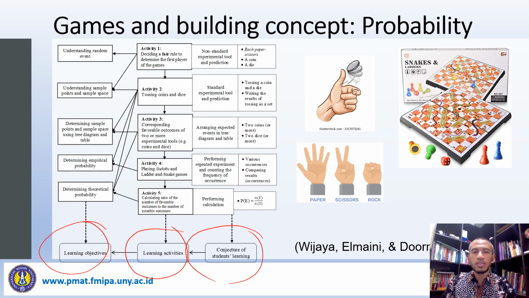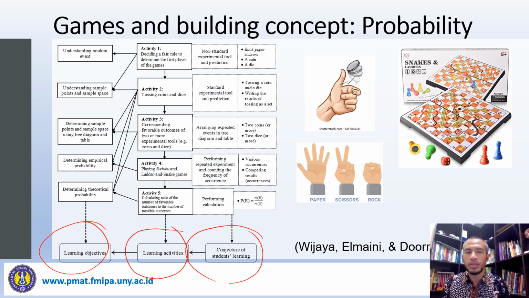The first activity is about deciding a fair rule to determine the first player of the game. So, who will throw the die first? We ask students to decide what kind of strategy to fairly determine the first player. After having some discussion, at the end, students come to the idea of flipping a coin, or rock, paper, scissors, or rolling a die.